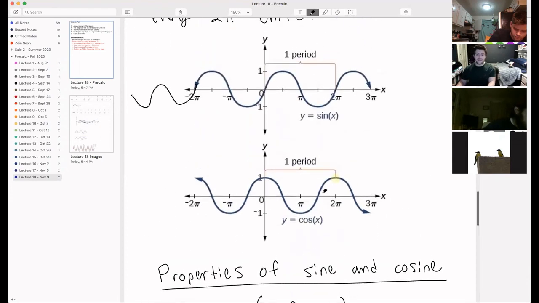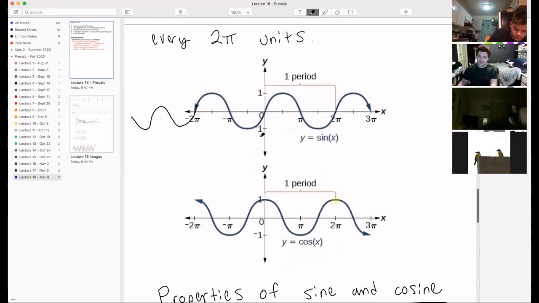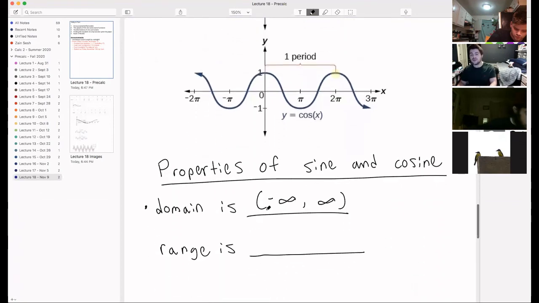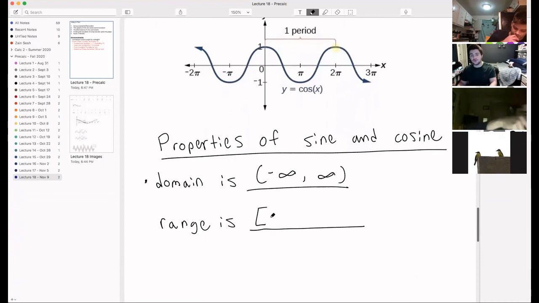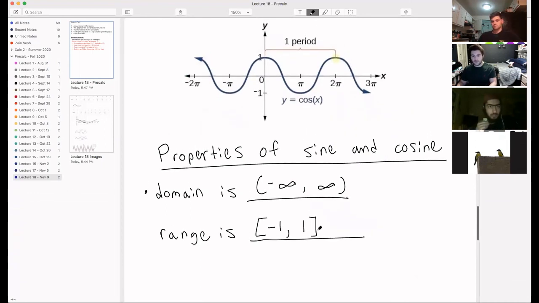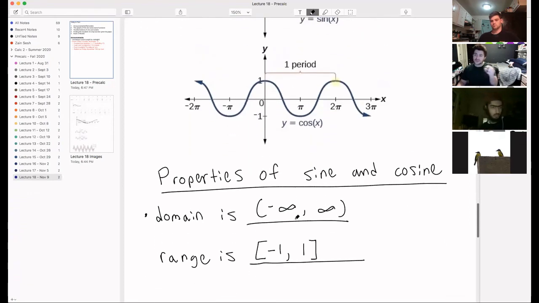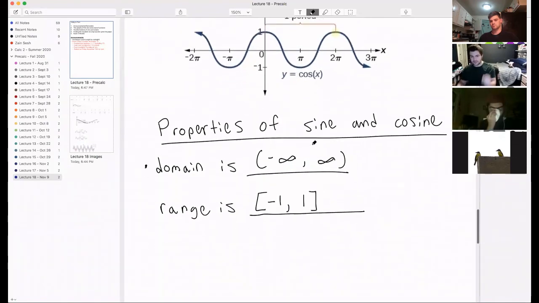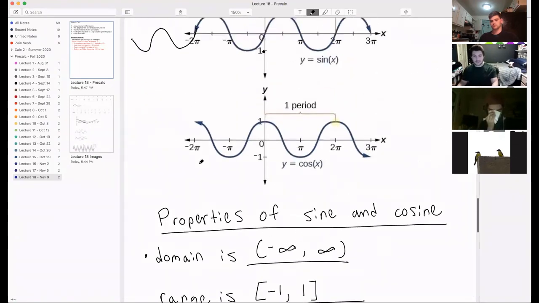But how about the y values? What y values do we hit? What's the range? Well, we're never going above 1, and we're never going below -1. But we do hit those 2 values, so we're going to need closed brackets. So the closed interval, -1 to 1. The reason we have the square brackets is because we're actually hitting 1 and -1. They are included in our set. Okay, so very good. So that's domain and range. Excellent.